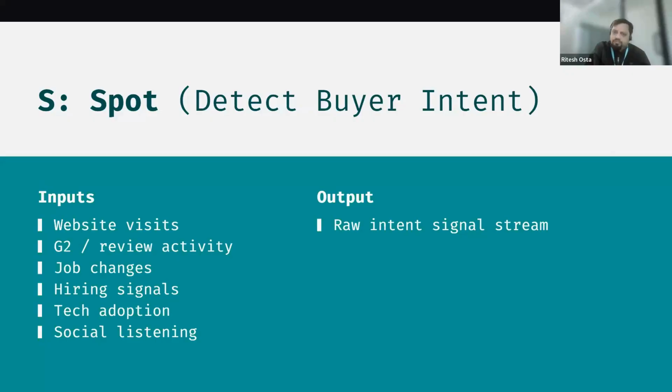Social listening, a very important signal. If you want to, you can use LinkedIn Sales Navigator or something like a trigger file to do social listening, where you can upload a bunch of accounts and then continuously listen to those accounts as to what kind of talk they are having, so that you can continuously improve your ABM. And the output will be a raw intent signal stream. The output is from all these different sources.